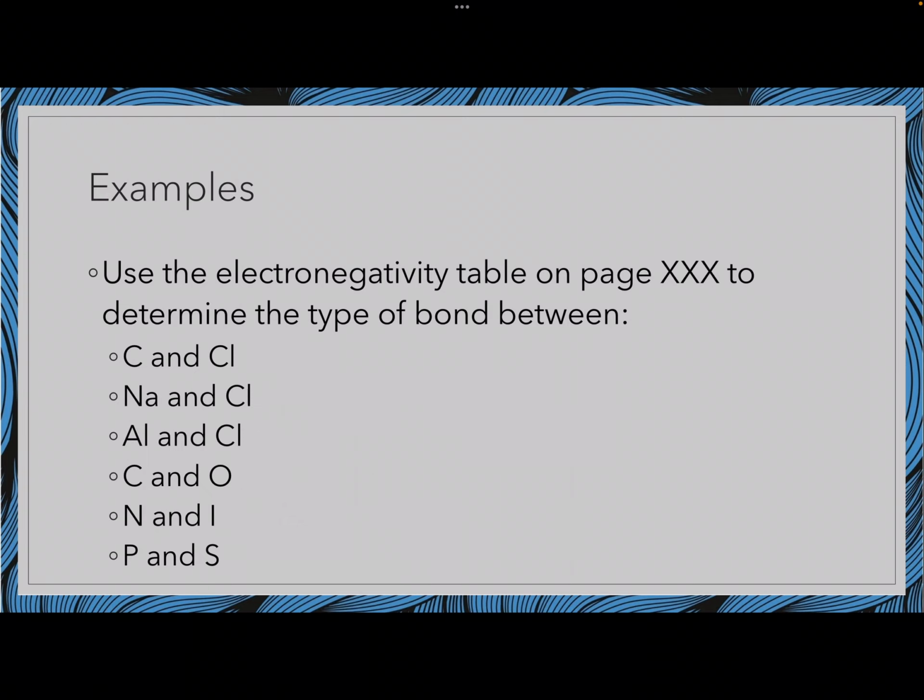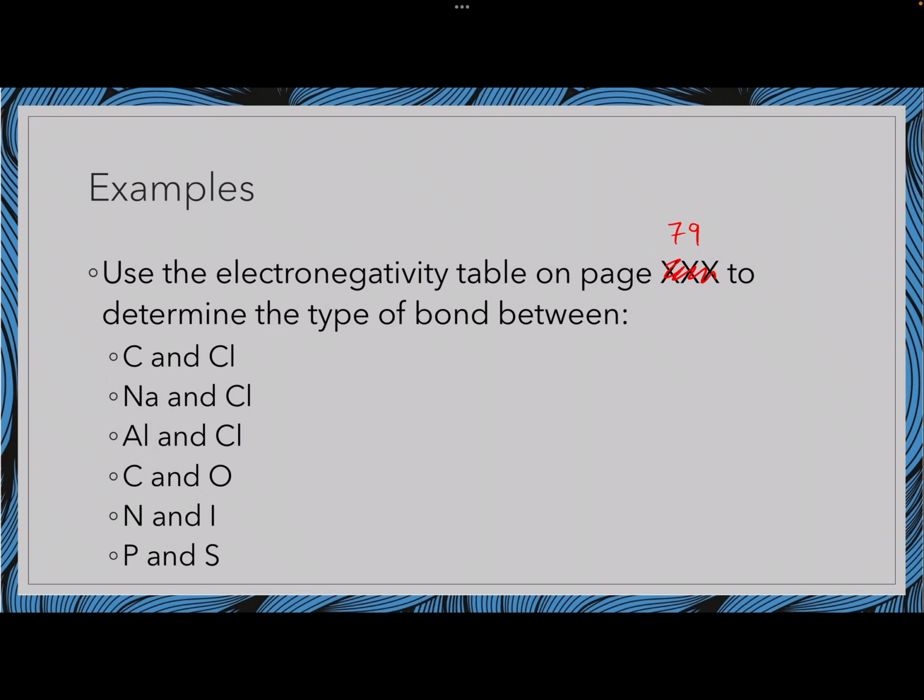Use the electronegativity table on page 79 to determine the type of bond between those. So pause this, have a go, and come back for the answers.